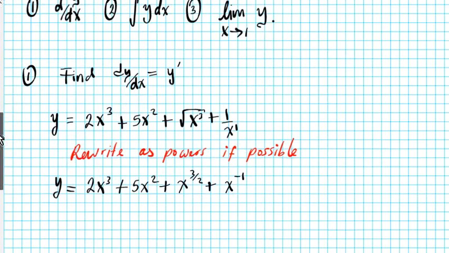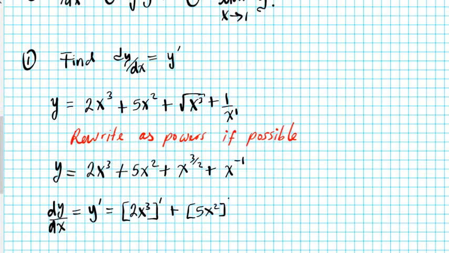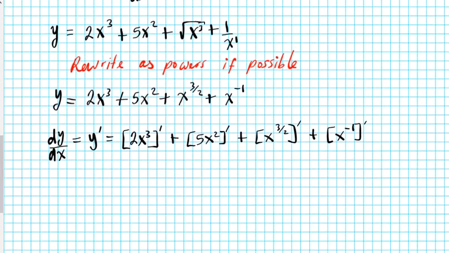So we're differentiating a polynomial, which is a sum of powers. So dy dx, which is the same thing as y prime, we're going to do its term by term differentiation. Okay, so 2x to the third prime plus 5x squared prime plus x to the 3 halves prime plus x to the negative 1 prime. Okay, we have 4 powers.